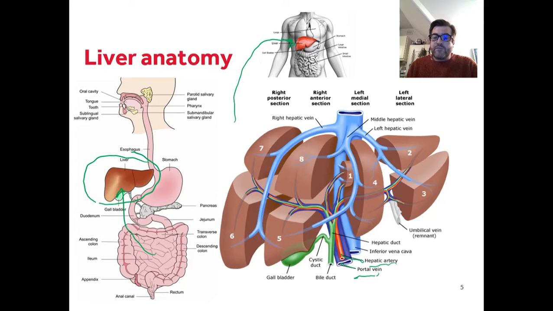Now, blood flows through the liver and then is returned to the main venous system. It will leave via the hepatic veins and enter into the inferior vena cava, where it will be returned to the circulation and returned to the heart.